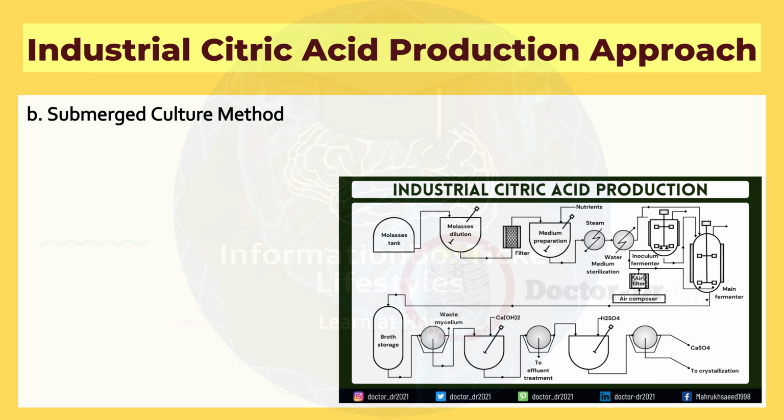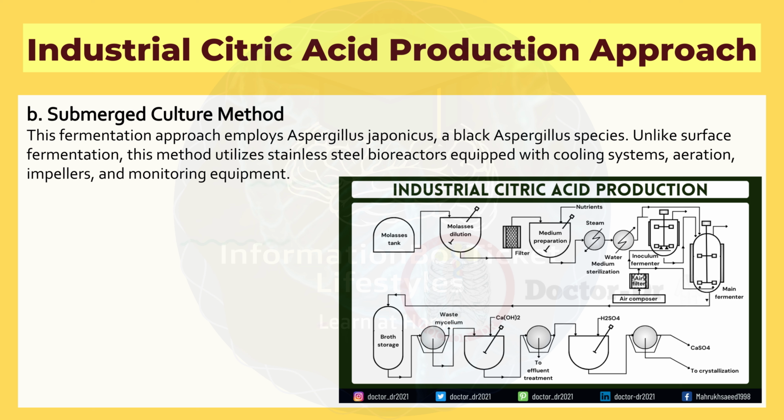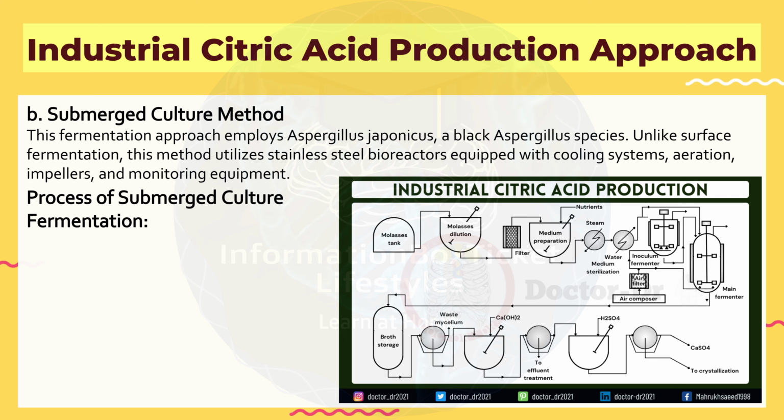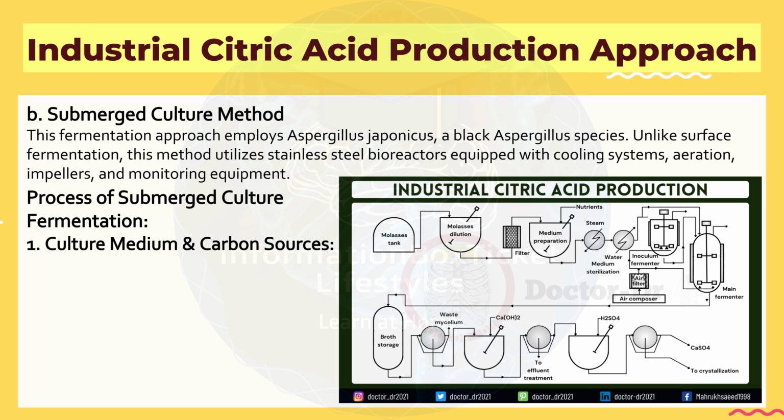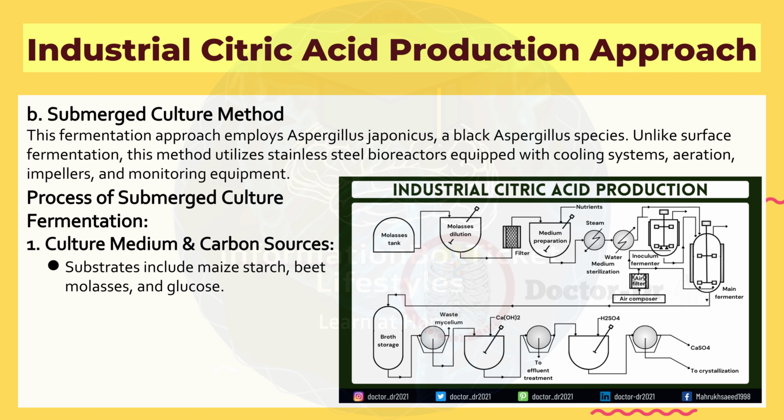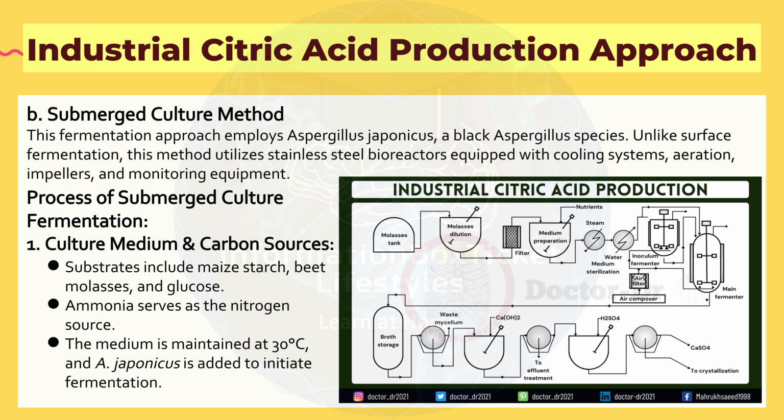B. Submerged culture method. This fermentation approach employs Aspergillus japonicus, a black Aspergillus species. Unlike surface fermentation, this method utilizes stainless steel bioreactors equipped with cooling systems, aeration, impellers, and monitoring equipment. Process of submerged culture fermentation. 1. Culture medium and carbon sources. Substrates include maize starch, beet molasses, and glucose. Ammonia serves as the nitrogen source. The medium is maintained at 30 degrees Celsius, and Aspergillus japonicus is added to initiate fermentation.